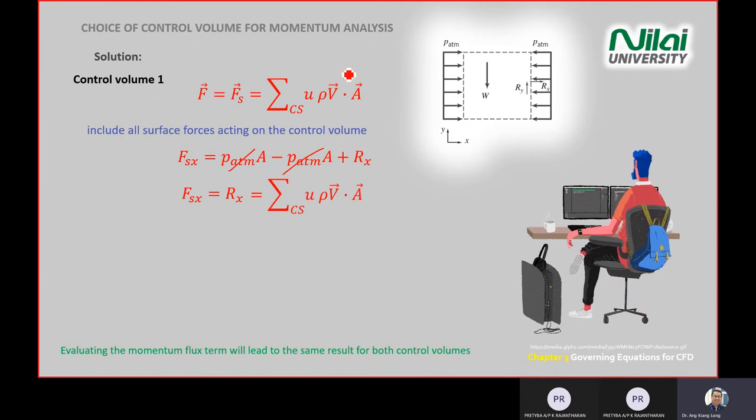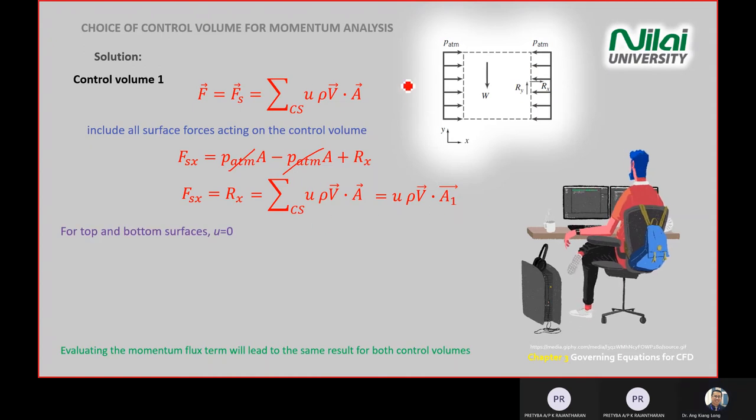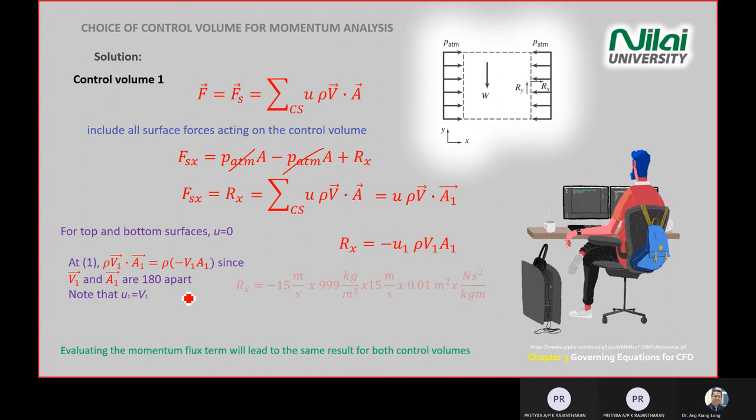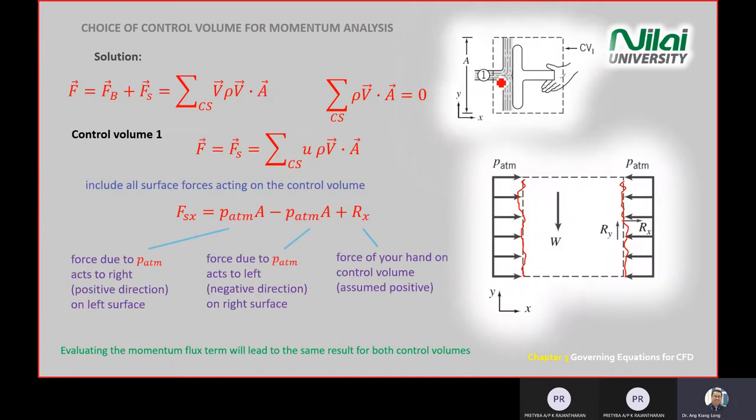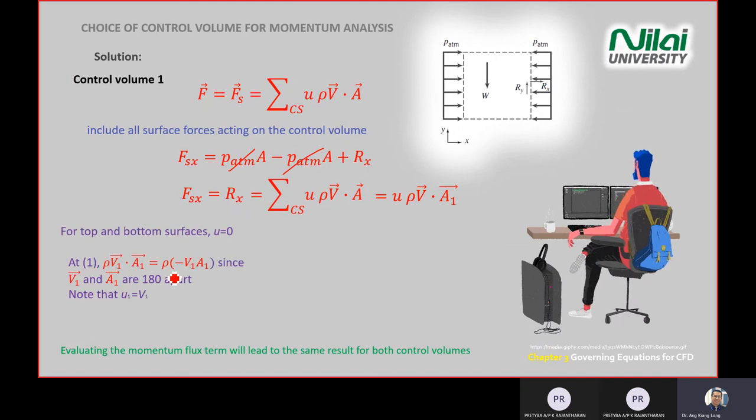So we substitute back into the momentum equation that we derived just now, equal to the sum of U rho V dot A. In here, we only have one area, so we further simplify our equation, equal to U rho V dot A1. A1 means the area at point one here. For the top and bottom surfaces, we assume our U is zero, because there is no U. Let me see if I include the diagram. Okay, at point one, the one here is the substitution of A here.